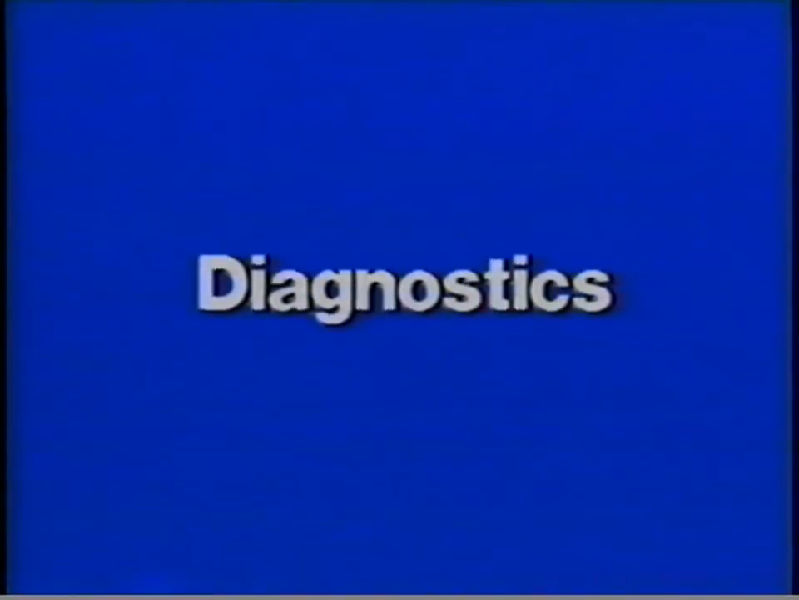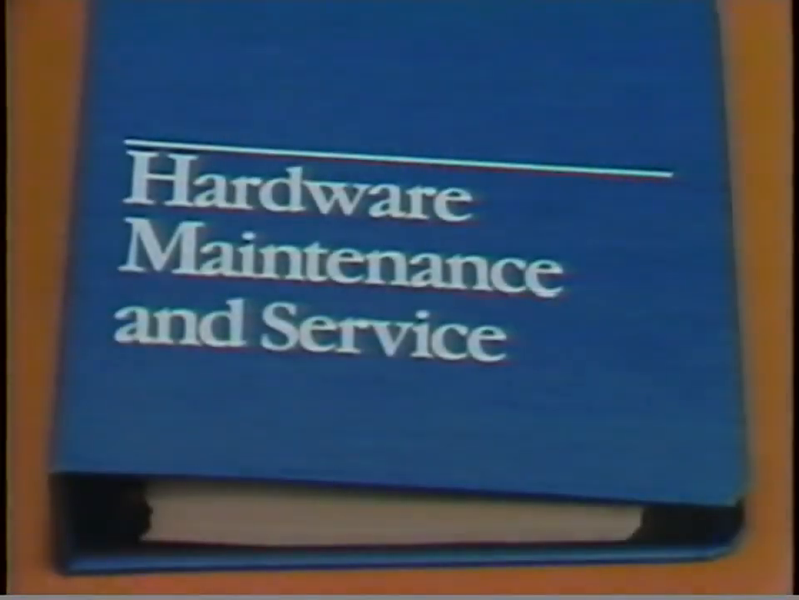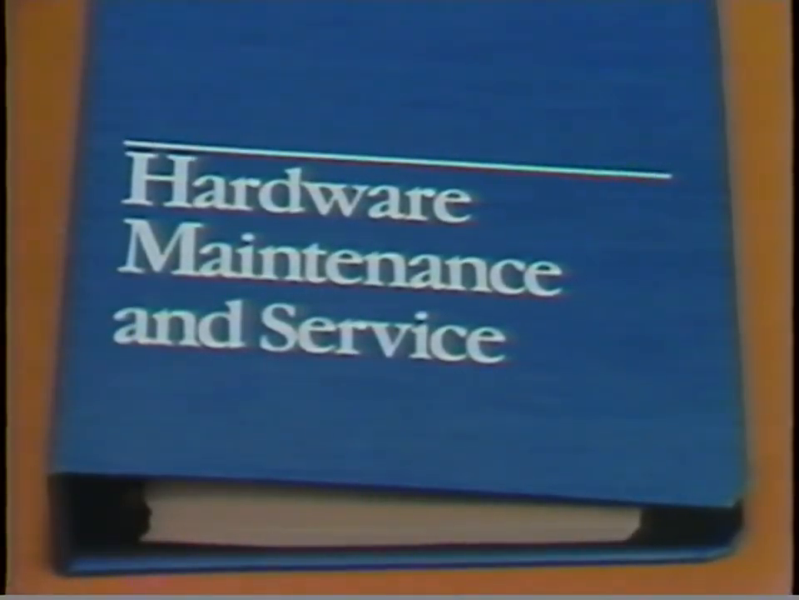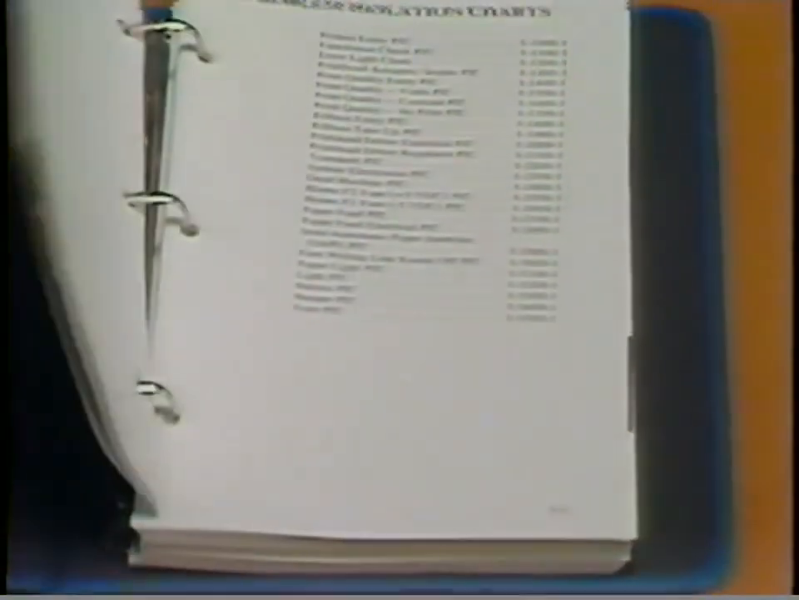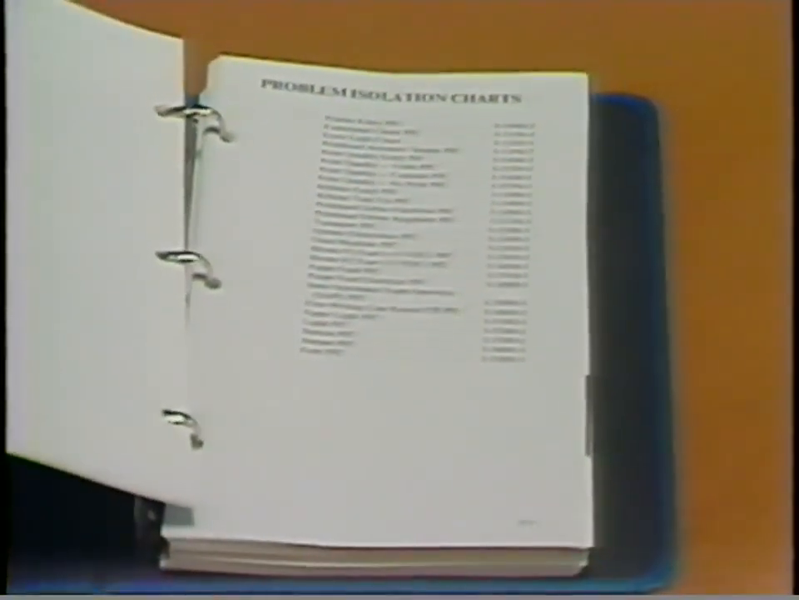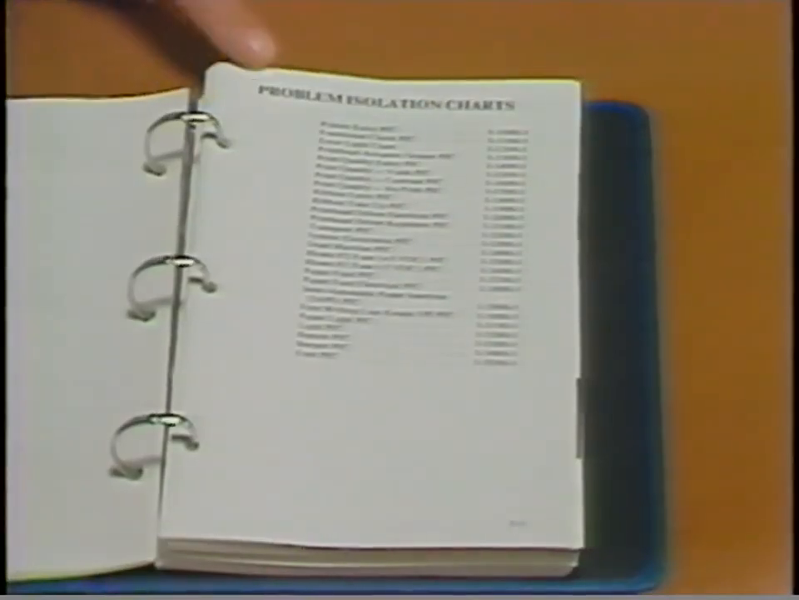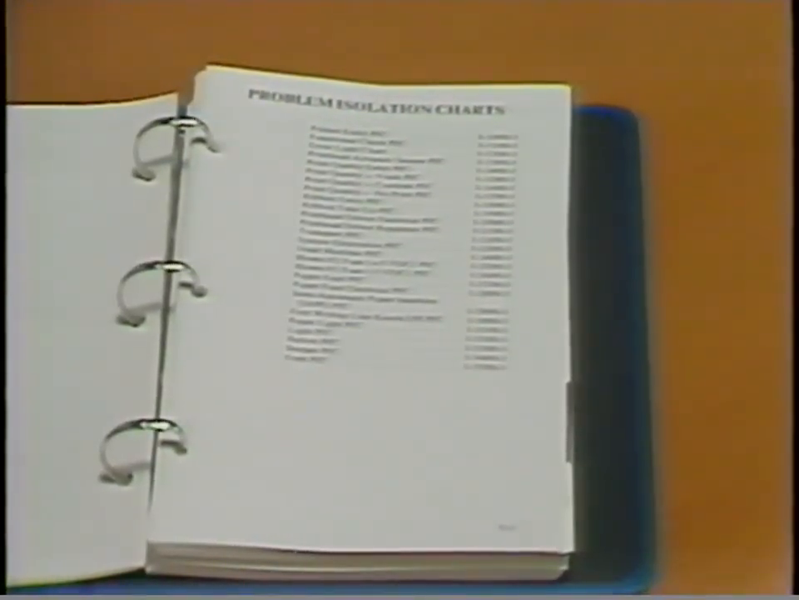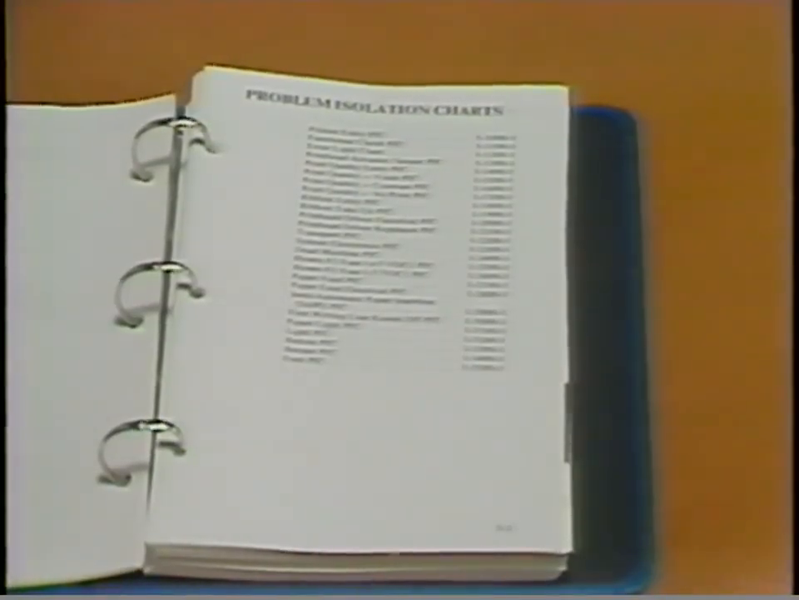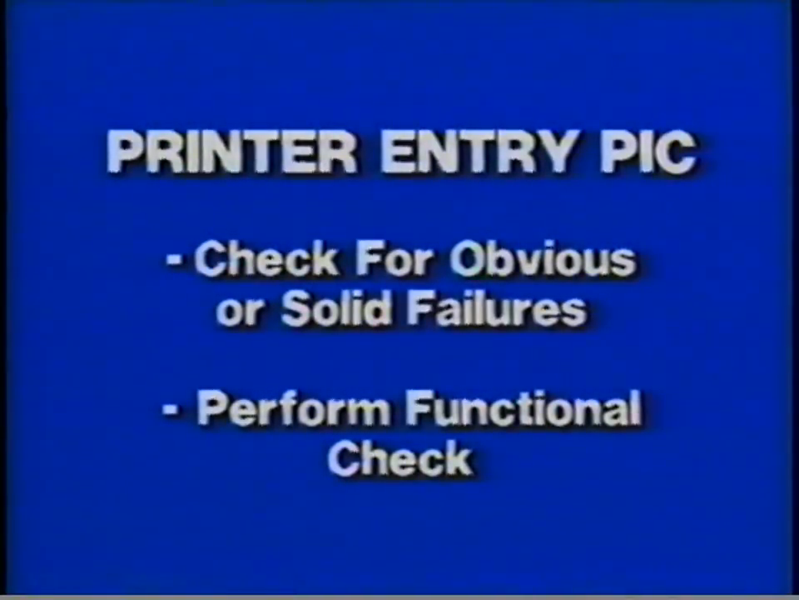Service documentation for the Wheelprinter E is contained in the Hardware Maintenance and Service Manual. This manual uses problem isolation charts, or PICs, to help you diagnose a problem. A PIC includes all the information necessary to check the individual parts of the printer. Always start with the printer entry PIC.